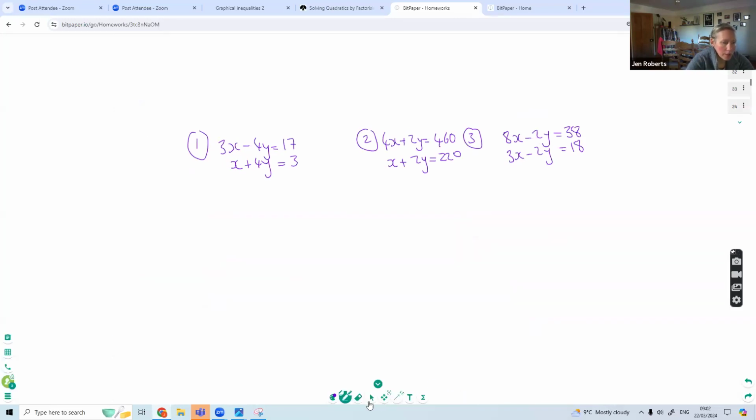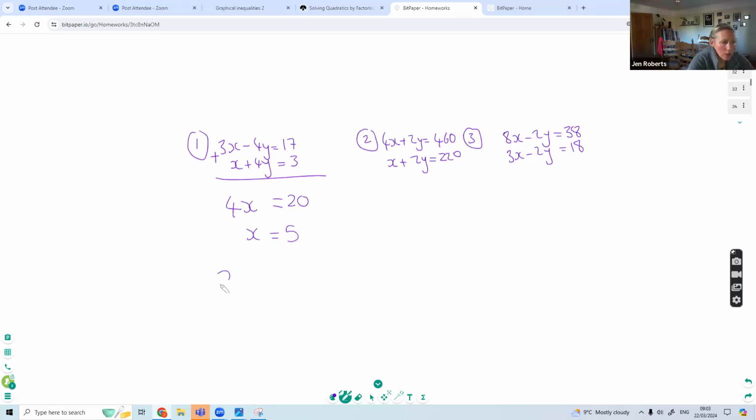Okay, so for this first one, you should have decided to add them. This is the only time you add because you've got a minus and a plus. The signs are different. 3x plus 1x is 4x. Minus 4y plus 4y, nothing. 17 plus 3, 20. Divide both sides by 4, x is 5.